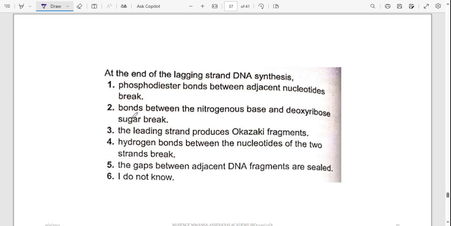At the end of the lagging strand, DNA synthesis, phosphodiester bonds between nucleotides break, not breaking. Everything to do with break, you remove them, right? Gaps between adjacent DNA fragments are sealed at the end of the lagging strand. We said this is true. This is actually repetition bonds. The leading strand produces Okazaki. No.